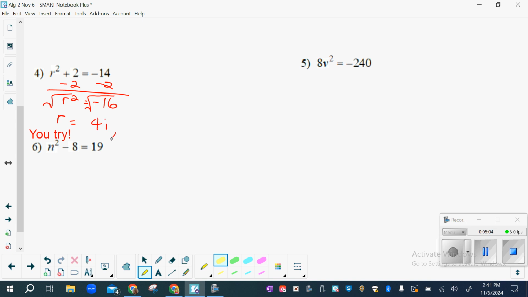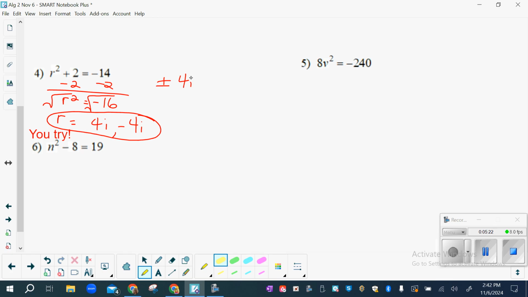And then what's my second answer? -4i. So if you like, you can write your answer like this. This means the same thing as that. I don't care which one you do. Either one.